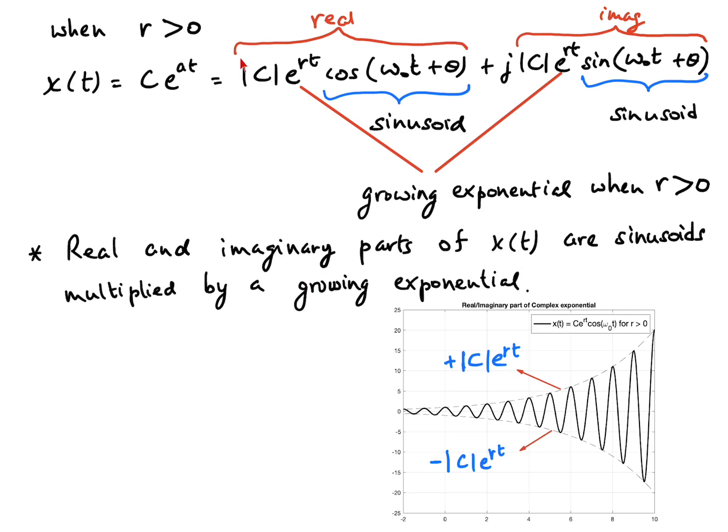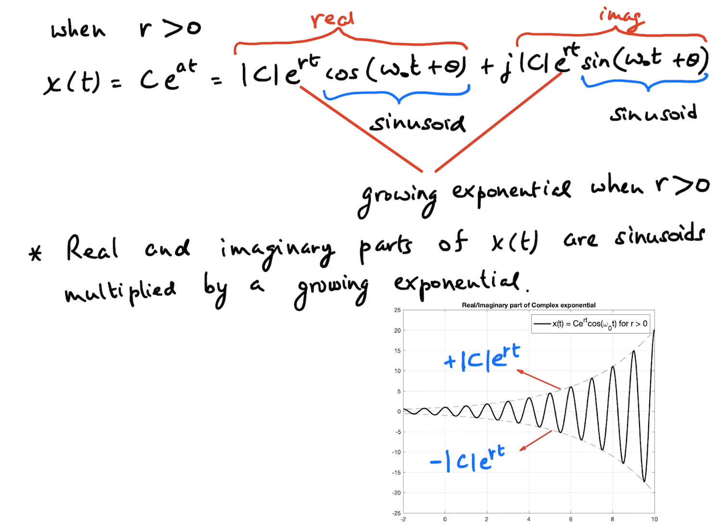The magnitude of c is a fixed number, but e power rt is going to keep on increasing as t increases. So as we see here, as t increases, the e power rt term is increasing and increasing, as we see in this dotted line, and similarly here it's increasing in the negative direction, so that's minus c e power rt. So the envelope or the boundary of this waveform is increasing exponentially. So when r is positive, the real and imaginary parts of x of t are sinusoids, cosine and sine, but they are multiplied by a growing exponential, as we have plotted in this graph.